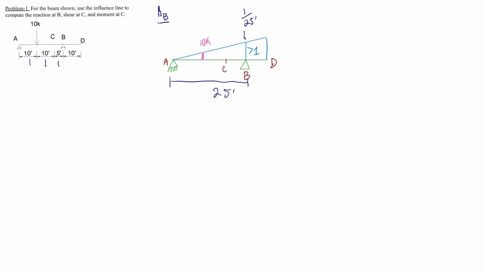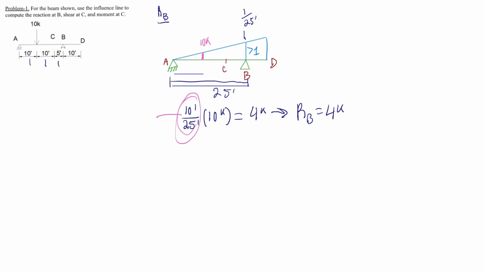For that, we will take the distance from A to the point load, which will be 10 feet, over the distance from A to B, which is this entire length, which is 25 feet. And we will multiply it by the point load, which is equal to 4 kips, which means that the reaction at B is equal to 4 kips. How we got that is that basically you're multiplying the distance from A to the point load by the slope, which was 1 over 25. So our answer, as mentioned before, will be 4 kips.